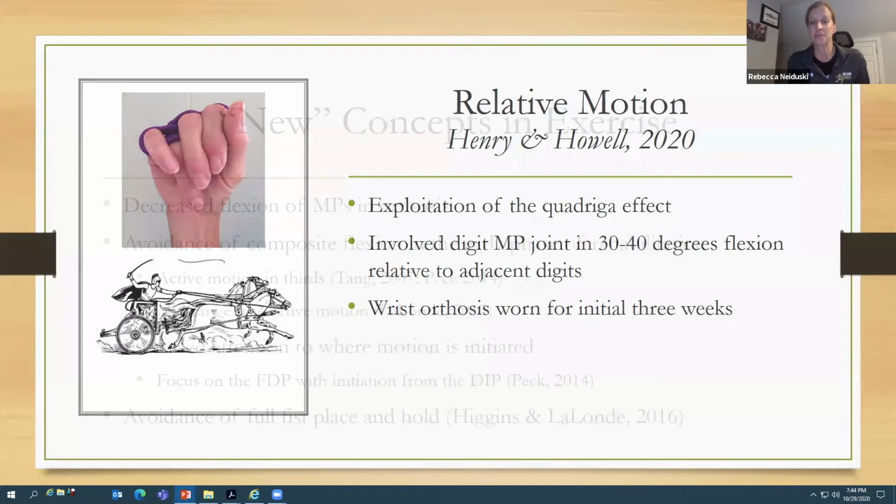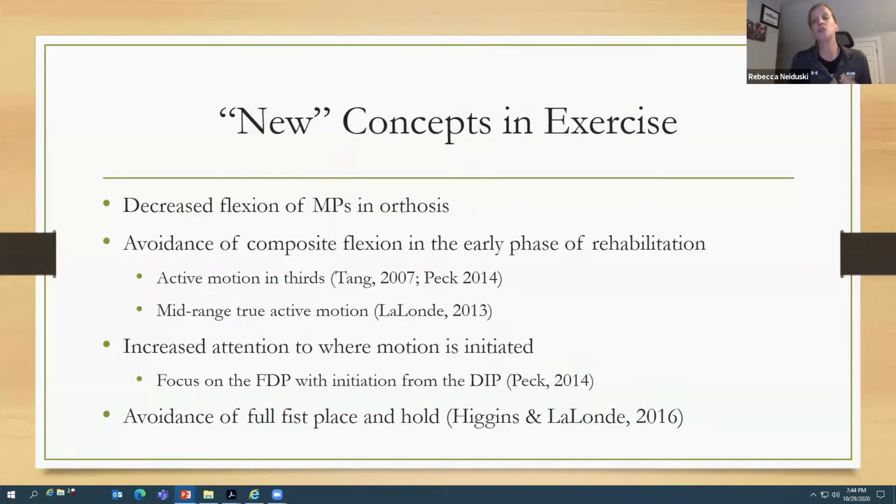Next slide, please. So what are the new concepts and exercises? And I would say the new concepts in the past 5 to 10 years. First is we're seeing decreased flexion of the MPs in the orthosis to make sure that we're really engaging those long flexors as the patient moves into flexion, true active flexion. We're seeing an avoidance of composite flexion in the early phase of rehabilitation, including the lack of using place and hold, so that's really gone out of style. So active motion in thirds has been suggested, as well as mid-range true active motion.